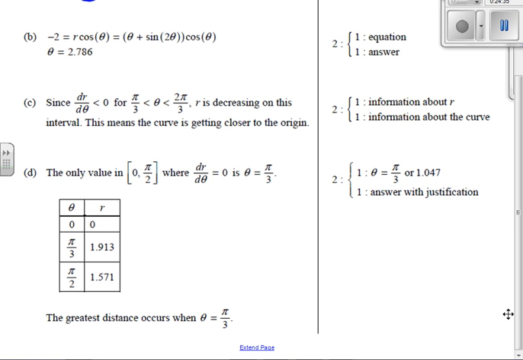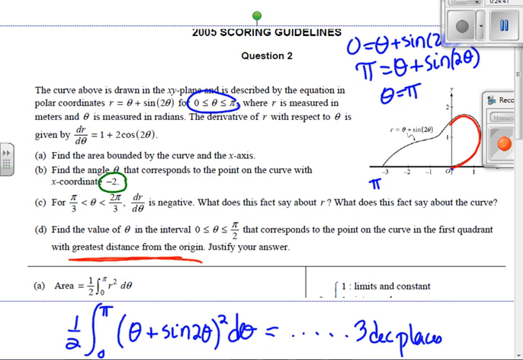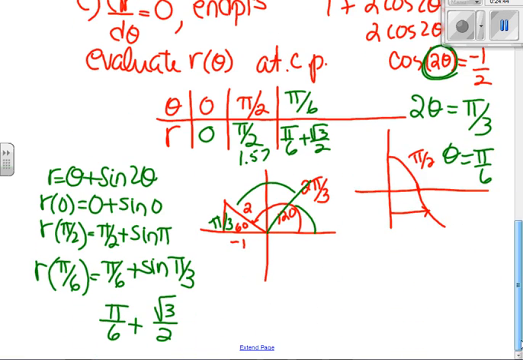So you get 1 point for finding out theta's pi over 3. Did I get pi over 3? Wait, I thought I had pi over 6. Did I mess up? I have pi over 6. Why?